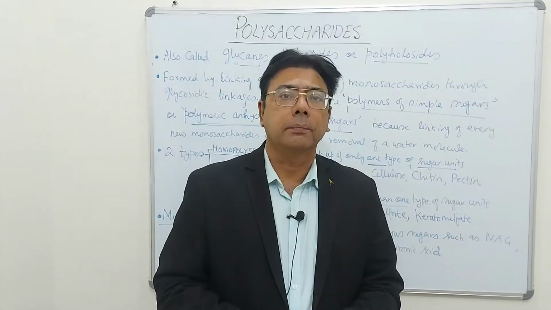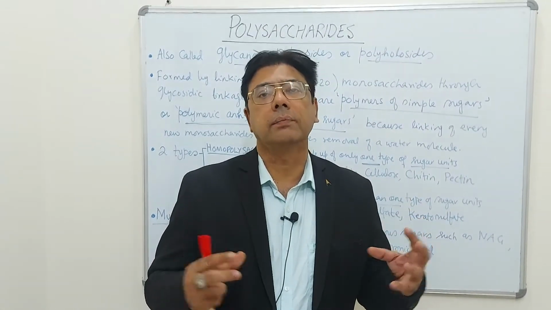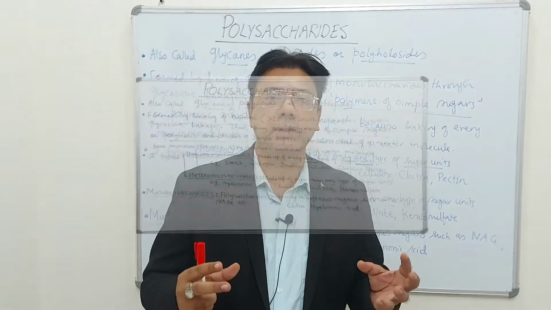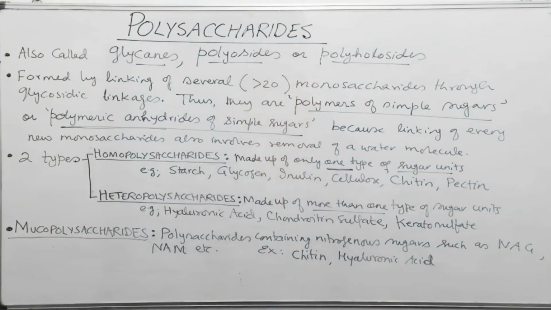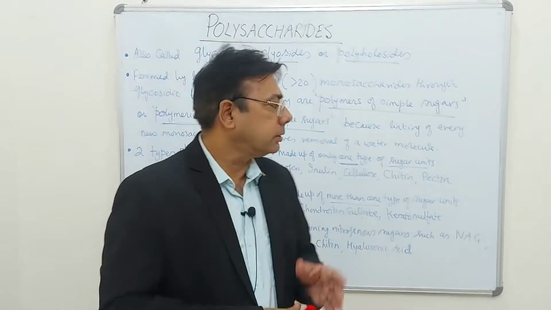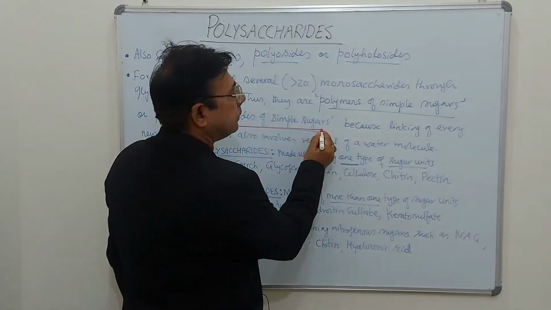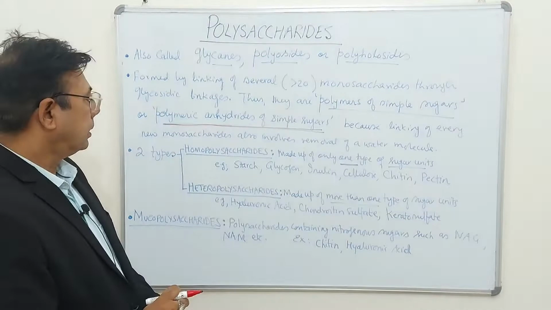They are in fact polymers of monosaccharides and are formed by linking together of monosaccharide units, and whenever a new monosaccharide unit is bonded, it also gives out a water molecule. So in a way they are anhydrides. So we may also define them as polymeric anhydrides of simple sugars.